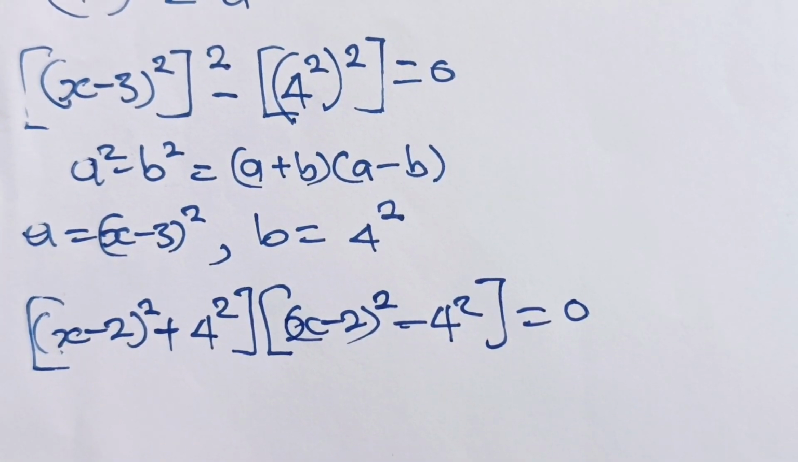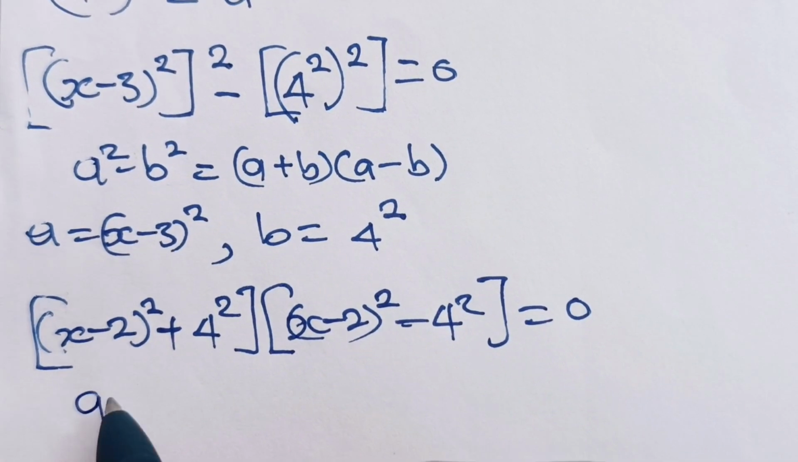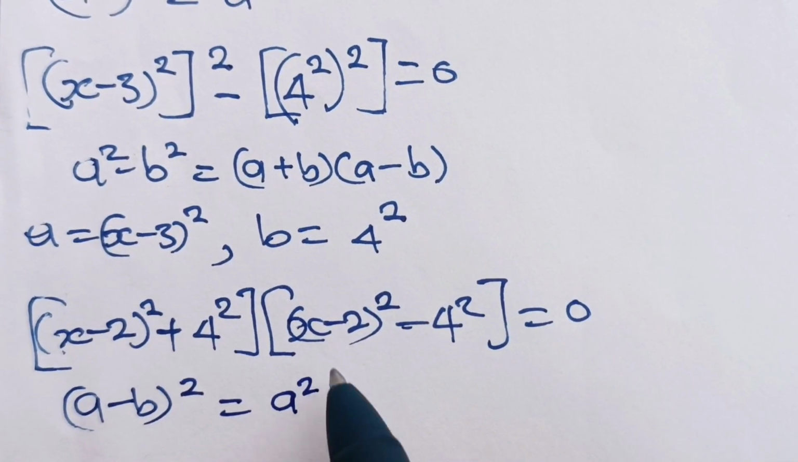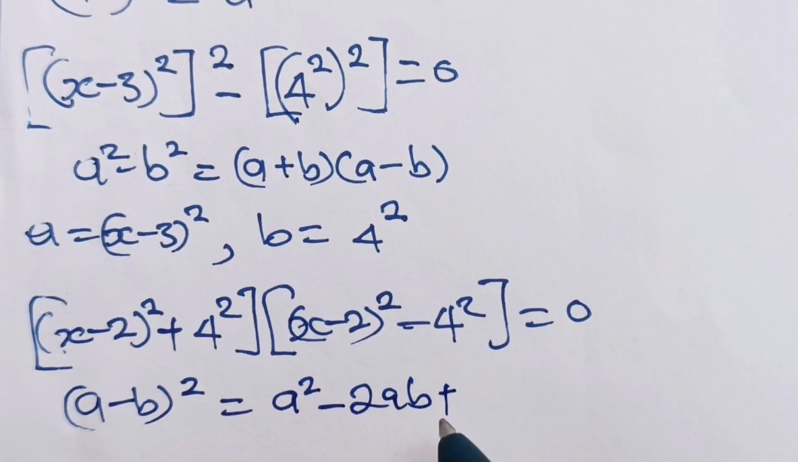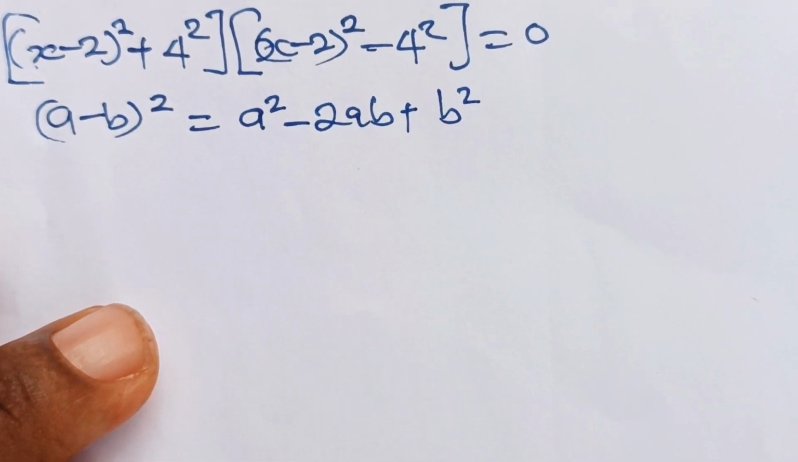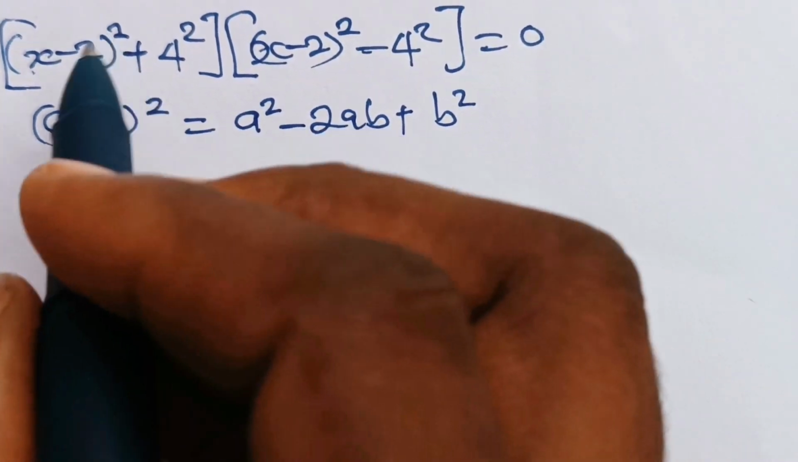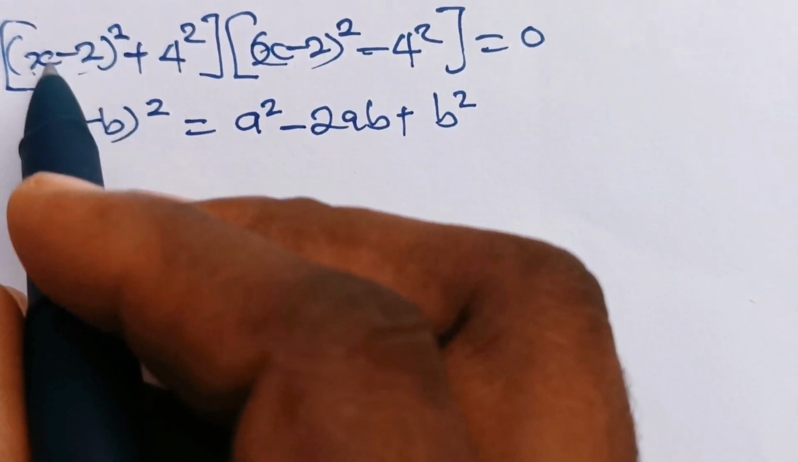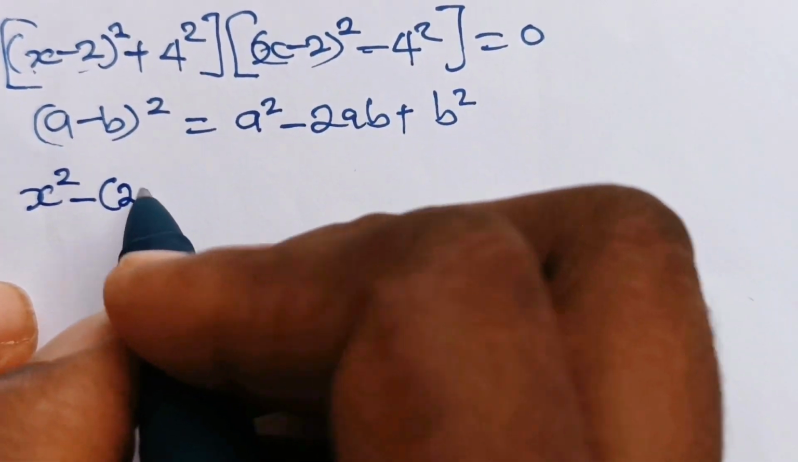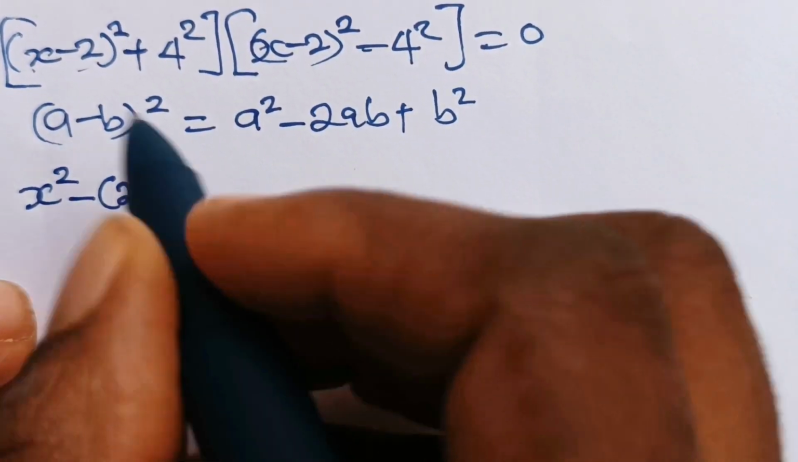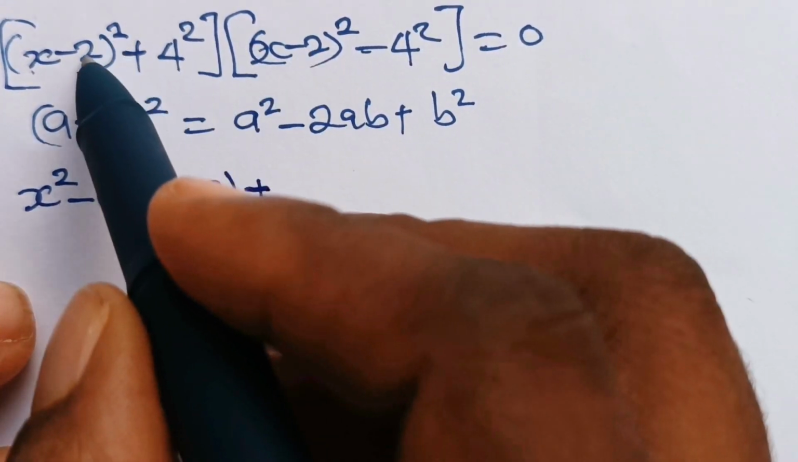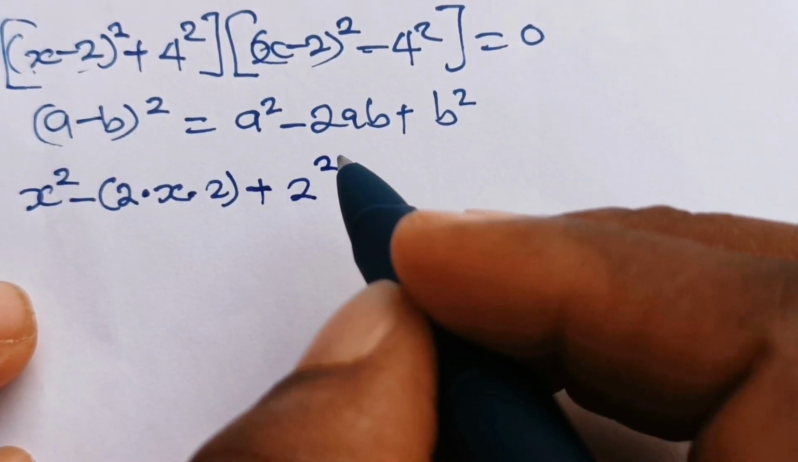So we go ahead and solve. Recall that (a − b)² is equal to a² − 2ab + b². Okay, so we can now solve this, if we expand it, we are going to have x² − 2 multiplied by x multiplied by our b is 2, right? Then plus b², that is 2².